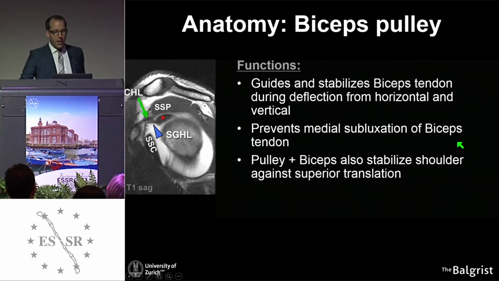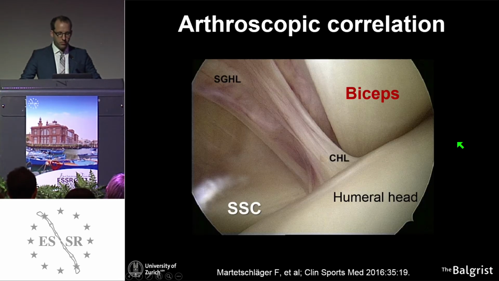What are the functions of the biceps pulley? So it's guiding and stabilizing of the biceps tendon during this deflection from the intra-articular horizontal part to the extra-articular vertical part. It prevents the medial subluxation of the biceps tendon. And finally, the pulley and the biceps together, they also stabilize the shoulder against the superior translation of the humeral head. This is especially important for patients with supraspinatus tears.